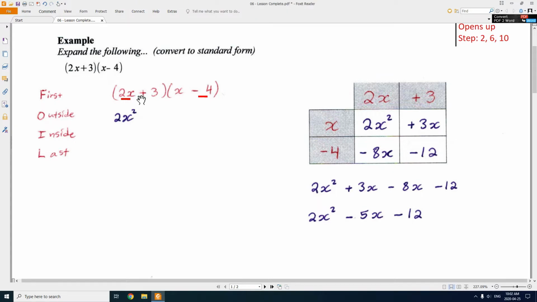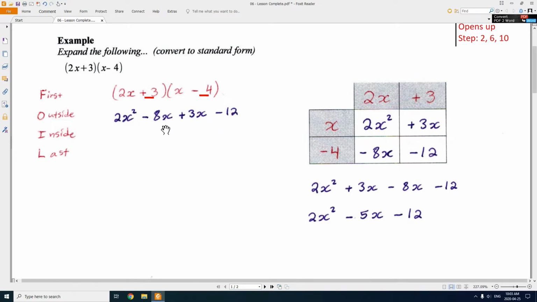Remember to include the sign. So 2x times negative 4 is negative 8x. Now I do the inside terms in each bracket. 3 times x is 3x. Remember, I'm keeping the sign there, right? And then I do the last term in each bracket. 3 times negative 4, negative 12. And we're almost done there.